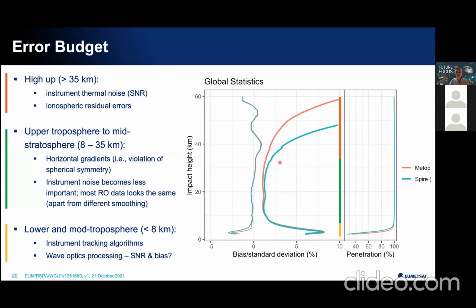The really nice spot for radio occultation is that green altitude range. That is from the upper troposphere, say 8 kilometers, up to 30 or 35 kilometers. Because here, the main impact on the measurement uncertainty is coming from horizontal gradients. And as we said, in the stratosphere, they are not very large. But instrument noise becomes less and less of an issue. And what we see here is that in this altitude range, even the lower SNR measurement looks quite good. And you could smooth it a little bit more, and then it would be on top or even better than this red line. And that is the beauty of radio occultations.